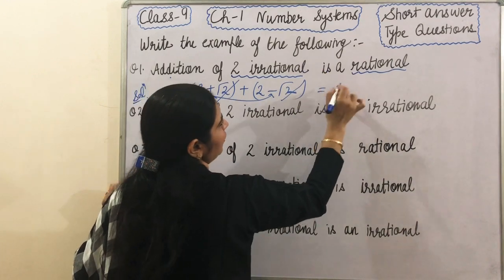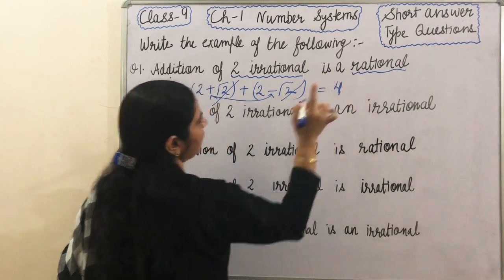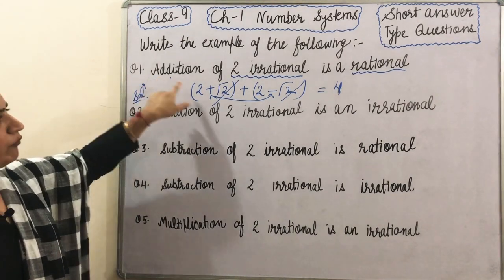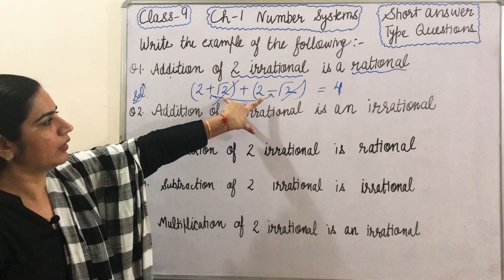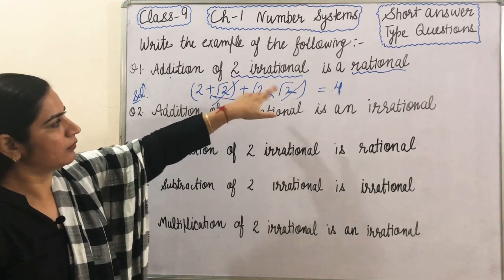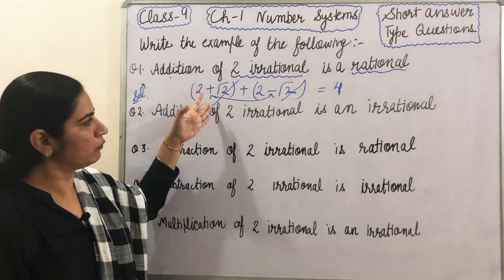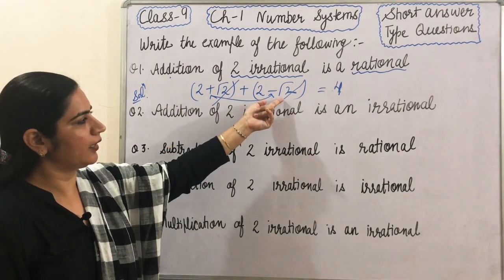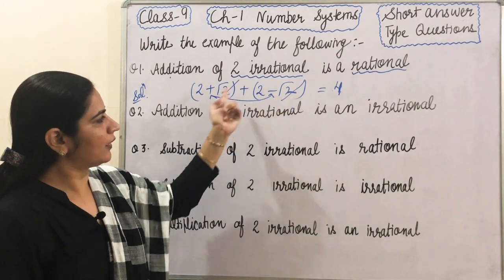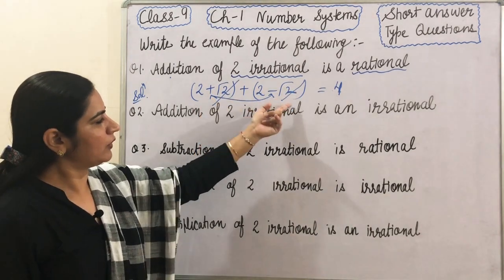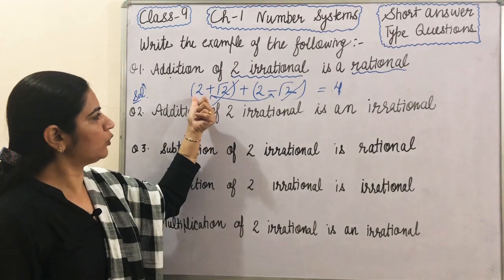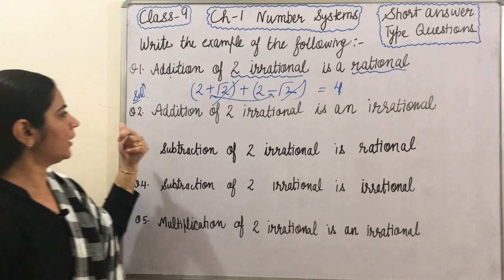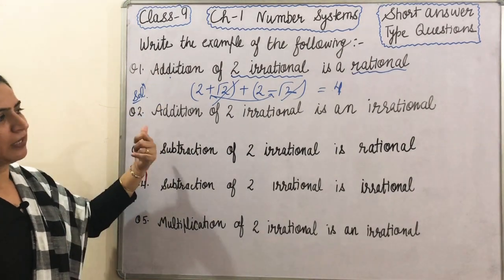plus 2 is 4, which is a rational number according to the requirement of the question, because here we have to find the addition of two irrationals such that this irrational part we have to remove. So one I have taken with a positive sign, another intentionally with a negative sign, such that cancellation will be there. After this cancellation, I will get 2 plus 2, which is equal to 4, which is a rational number.